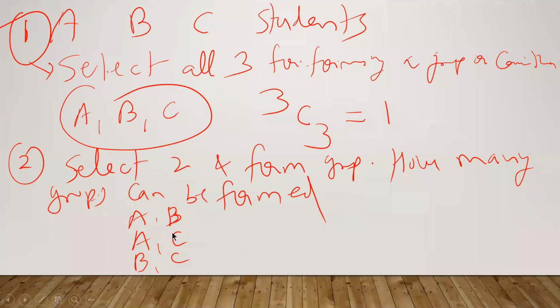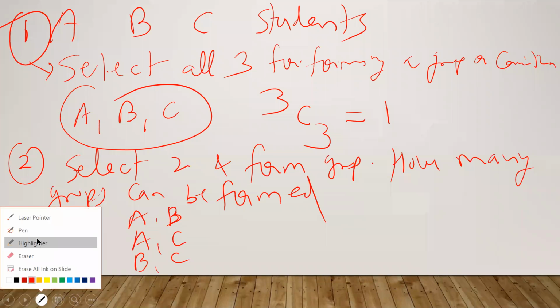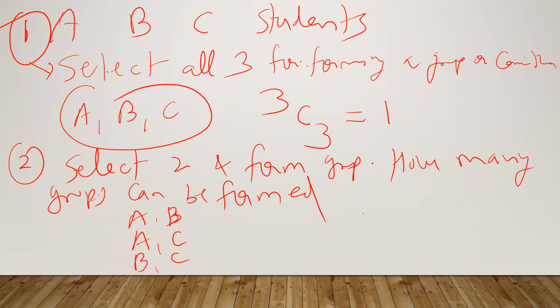If it is CA, then CA and AC are the same. If it is BA, then AB and BA are the same. So order is not here. I'm only selecting. So how many ways can I form a group of 2 people? 3 ways. So 3C2 is equal to 3.